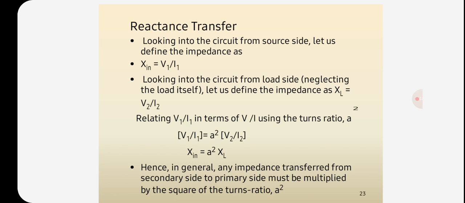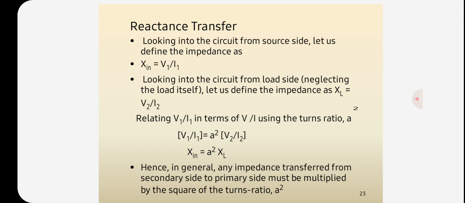Reactance transfer. Looking into the circuit from the source side, let us define the impedance as X in is equal to V1 by I1. Looking into the circuit from the load side, neglecting the load itself, let us define the impedance as XL is equal to V2 by I2. Relating V1 by I1 in terms of V2 by I2 using the turn ratio A, V1 by I1 is equal to A square V2 by I2. So X in is equal to A square XL.